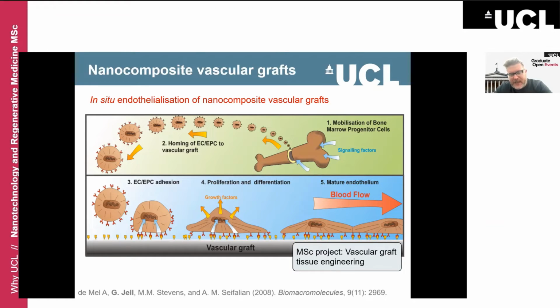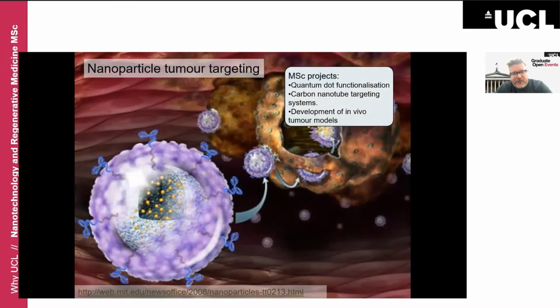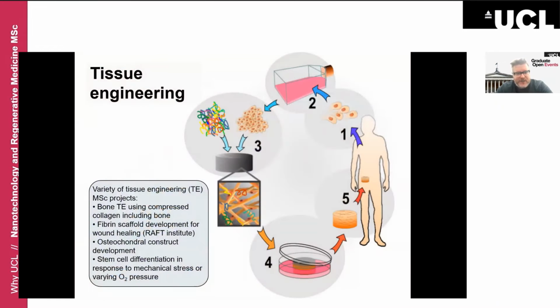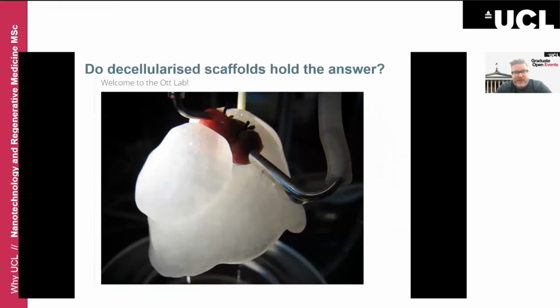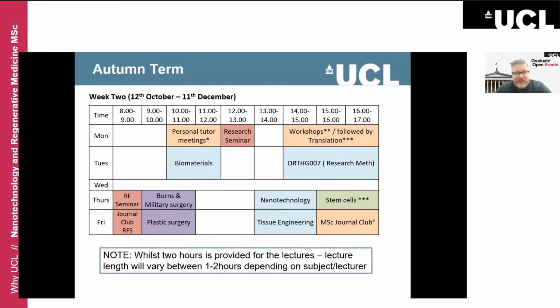So nanocomposite grafts: we have some vascular graft researchers and clinical surgeons who are interested in developing better vascular grafts and functionalizing them with different components. Nanoparticle tumor targeting, so using nanoparticles to target particular tumors. Tissue engineering: lots of different types of tissue engineering projects in musculoskeletal, stem cell differentiation, using different topographies or materials to direct cell behavior, and decellularized scaffold tissue engineering.